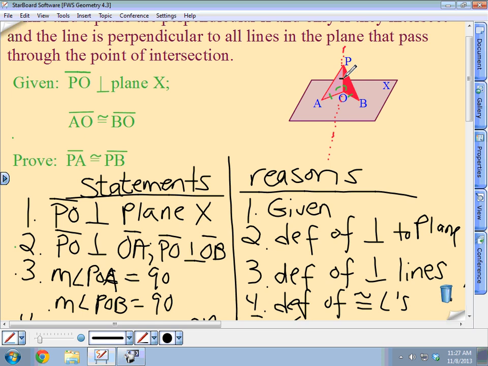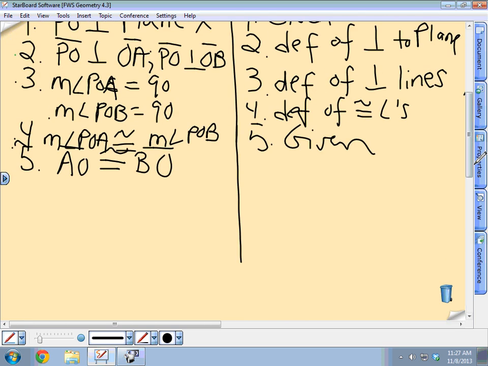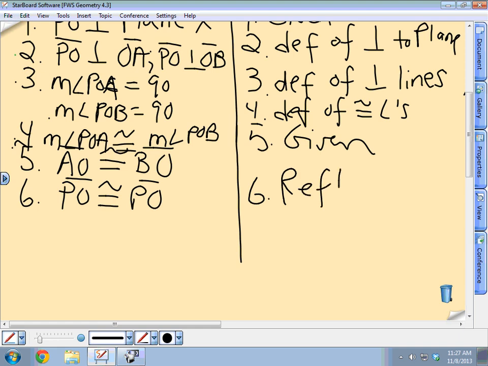Easy. Can I prove that PO is congruent to PO? Yes. Why can I do that? Because it's the same. Well, that's not what we write. You said PO is congruent to PO, right? Isn't that the reflexive? Reflexive. It's a long proof. It's not that bad.